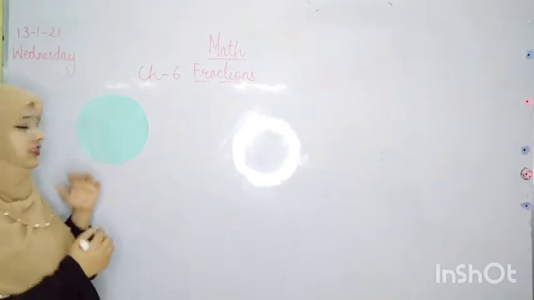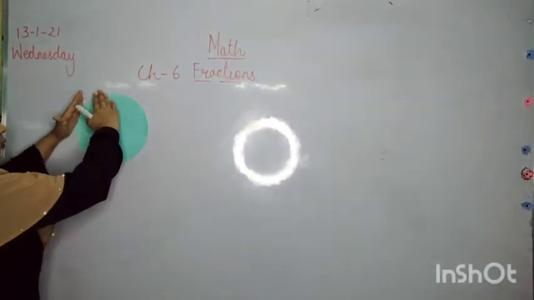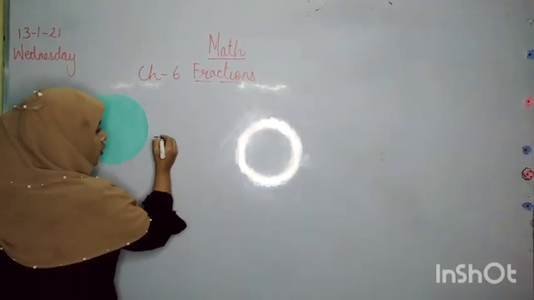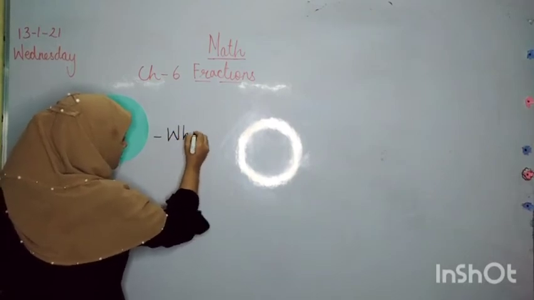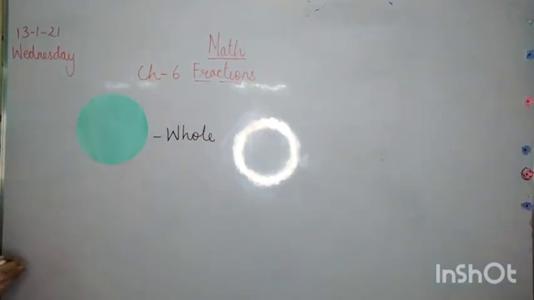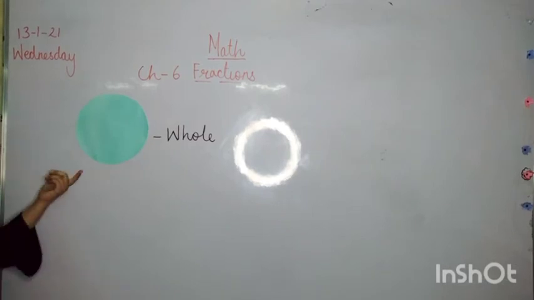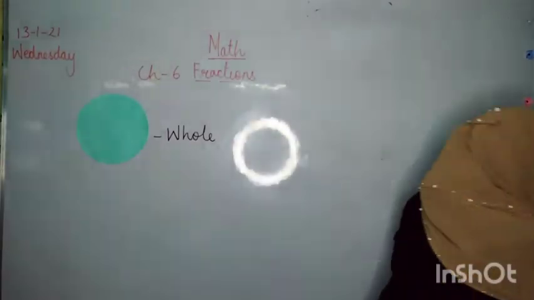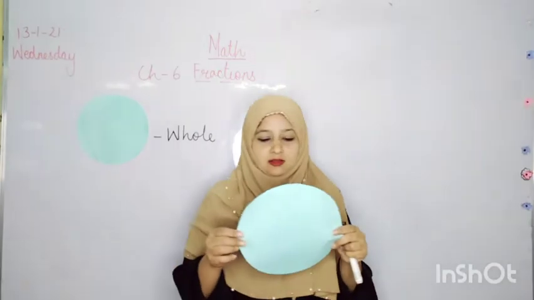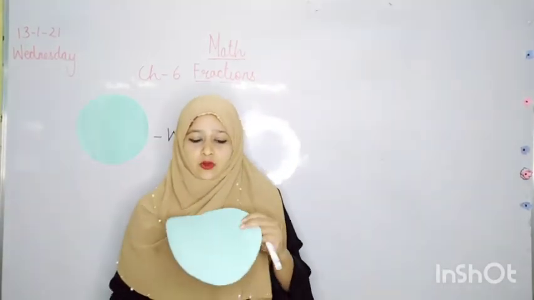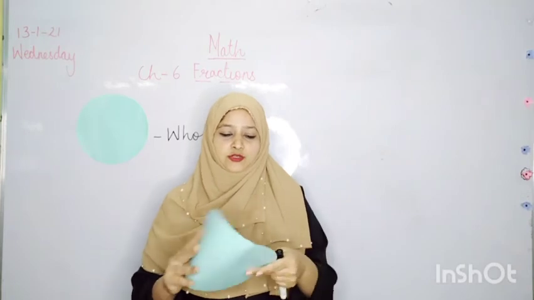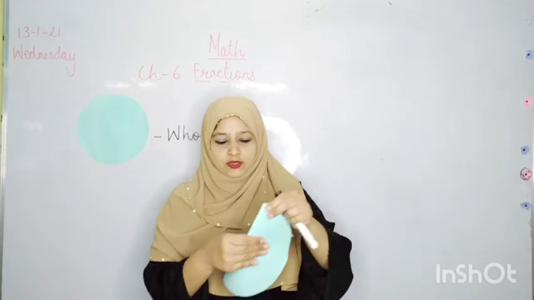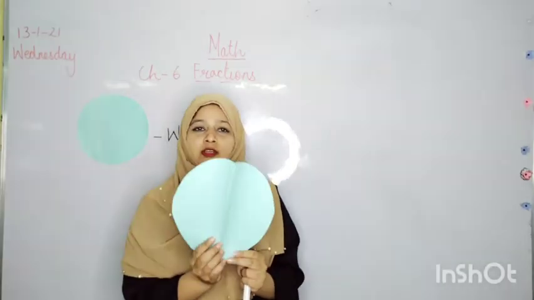So now what can you all see on the board? Yes, it is one big circle. One big complete circle, we call it a whole. One full whole. Now when I say I want the fraction half, what will I do with this circle? I want to make it into half. I fold it into two equal parts. Can you see? I have folded it into two equal parts.